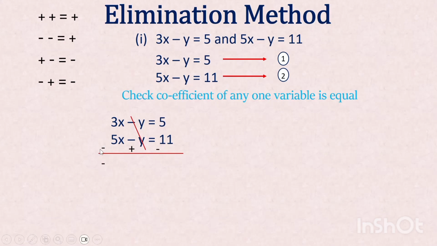Here plus, here minus, plus and minus is minus, so I'm subtracting the equation now. 5x minus 3x is 2x. Same procedure I'm going to do here. Which one is the bigger number here? 11. The sign is minus, so minus. Again, here plus, here minus, plus and minus is minus, so we have to subtract the numbers. 6. Okay, I think you have understood.